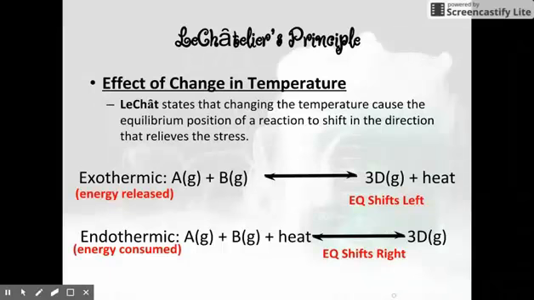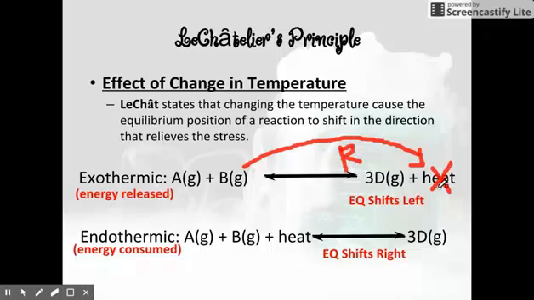Let's say we remove it or cool down our reaction. So if we remove heat in an exothermic reaction, it's going to shift to the right to make more heat. If we remove heat in an endothermic reaction, it's going to shift left to make more heat. So just like in our concentration example.